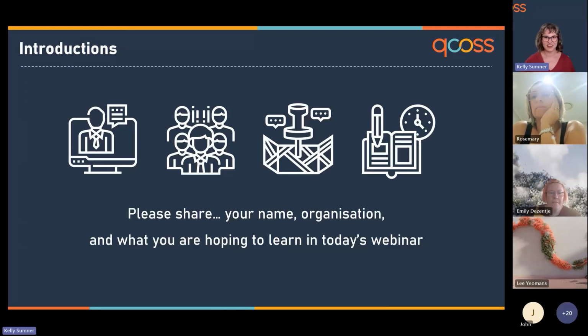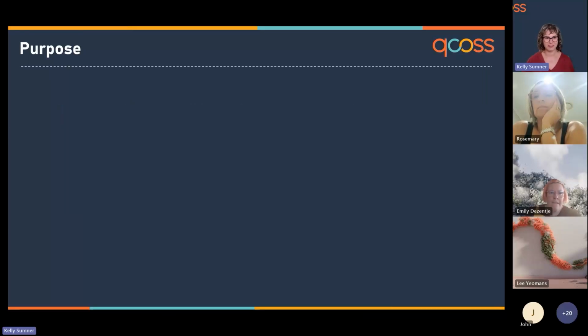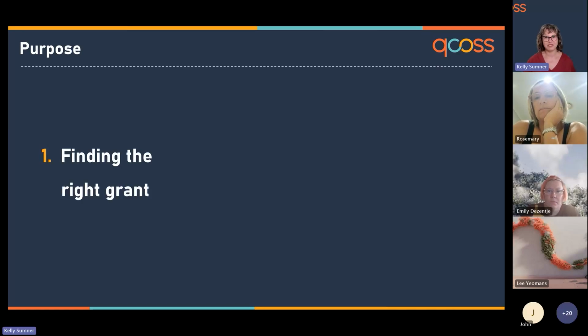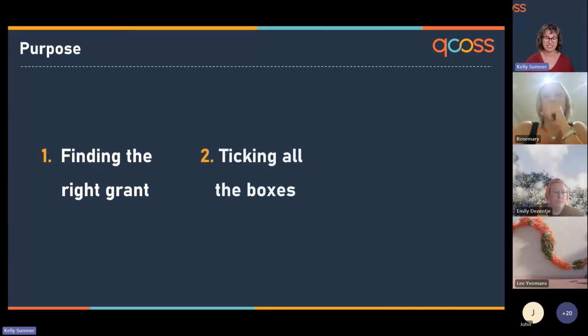All right, so we have a few purposes for the workshops that we run on grant writing, and that's really because writing grant applications can be a surprisingly complex process. So the first thing that we want to think about is finding the right grant, and that means finding a grant that matches with the purpose of your organisation and the project that you want to get funded. The sort of meat of our discussion will be focused on making sure that you're ticking all the boxes in your application when you're developing your responses to selection criteria for the grants that you're looking at.